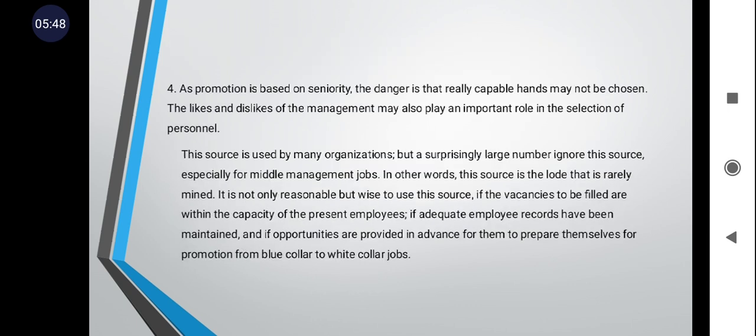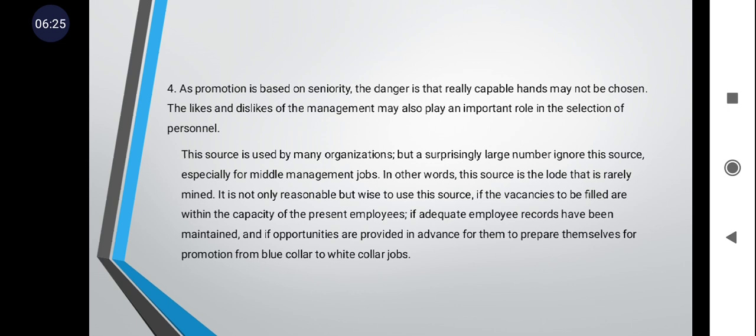As promotion is based on seniority, the danger is that really capable hands may not be chosen. The likes and dislikes of the management may also play an important role in the selection of personnel. This source is used by many organizations, but a surprisingly large number ignore this source, especially for middle management jobs. In other words, this resource is the load that is rarely mined.